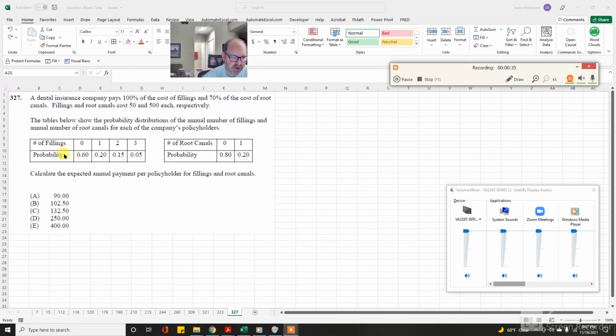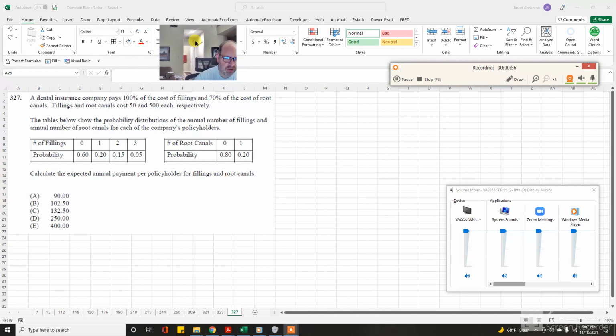So it's pretty well laid out here. Of course, each of these needs to add up to 100%. So the question is, calculate the expected annual payment per policyholder for fillings and root canals. So in other words, the annual expected costs that the dental insurance company is going to have to pay out for all the fillings and root canals they expect to deliver or administer in a given year.